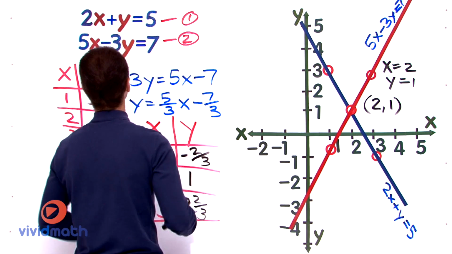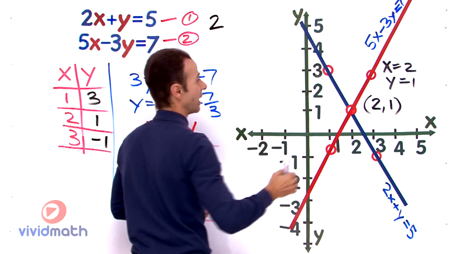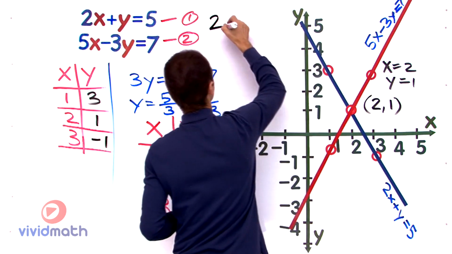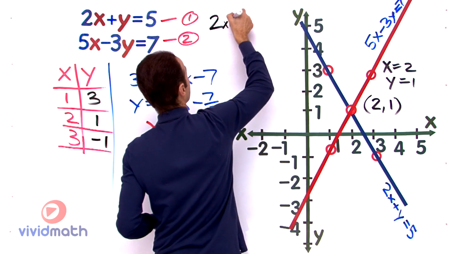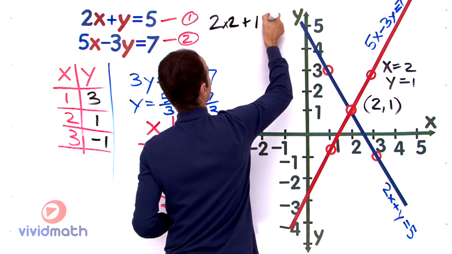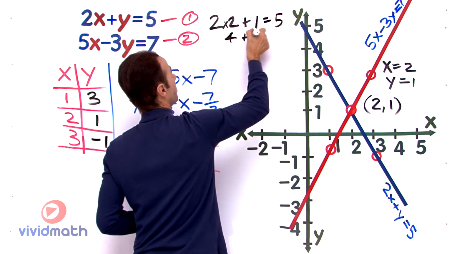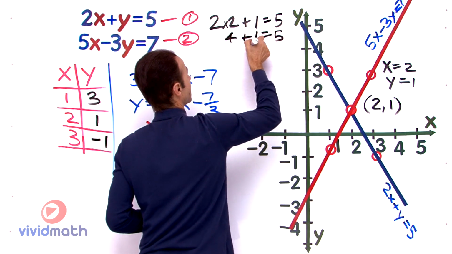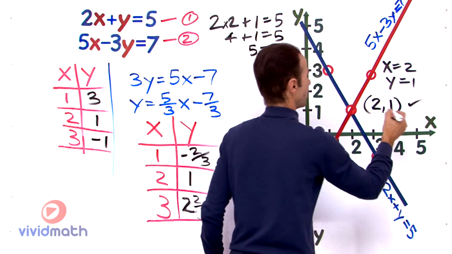So we've got 2 times x, and our x is 2. So it's 2 times 2 plus y. What's our y? Plus y is 1. Should equal 5. So let's work it out. 2 2s are 4. 4 plus 1 equals 5. Yes, it does. 5 equals 5. So that works. So that point works.